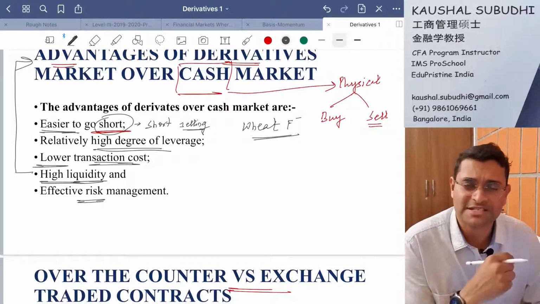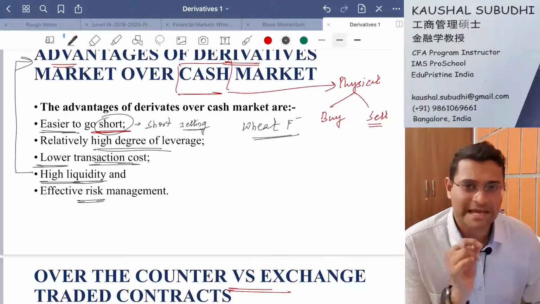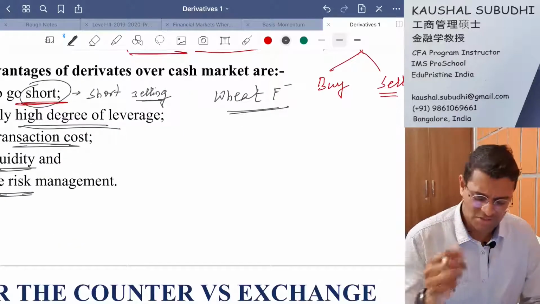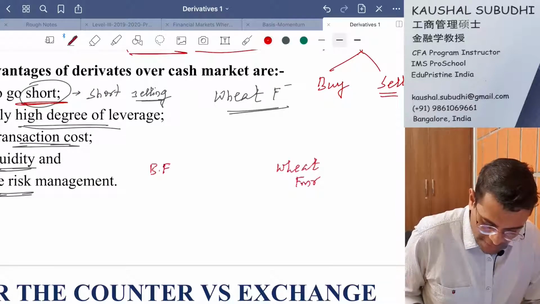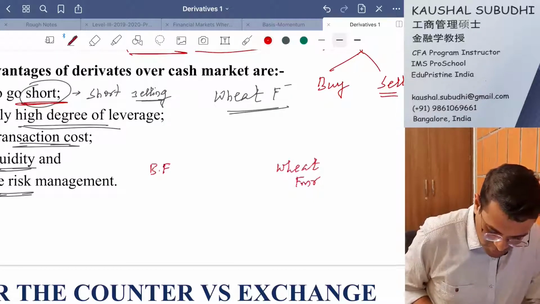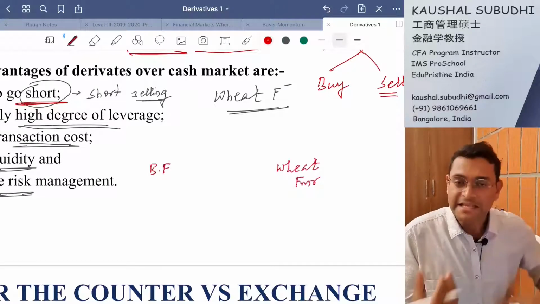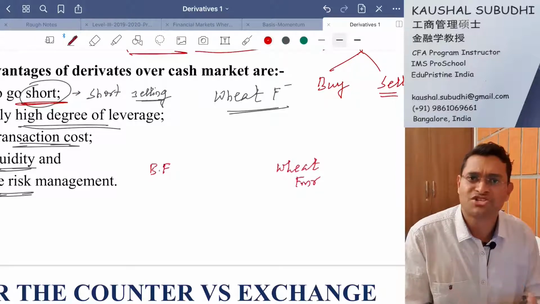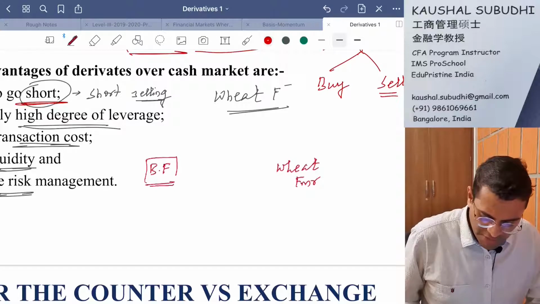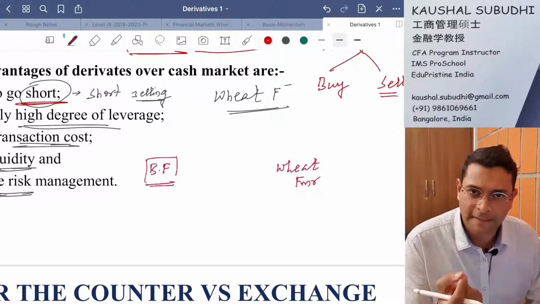The best example of this can be taken with the help of a wheat farmer and a bakery firm. This is a very famous example which is used everywhere. Imagine that there is a bakery firm, I can term it as BF, and there is a wheat farmer. The wheat farmer is selling wheat to the bakery firm, and the bakery firm is buying wheat to manufacture bread. These two go for effective risk management using derivatives.